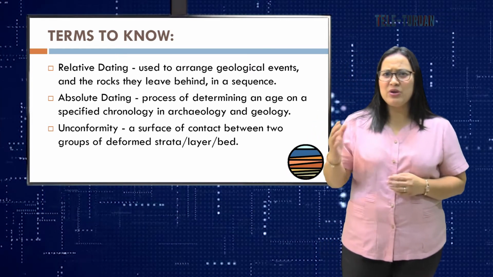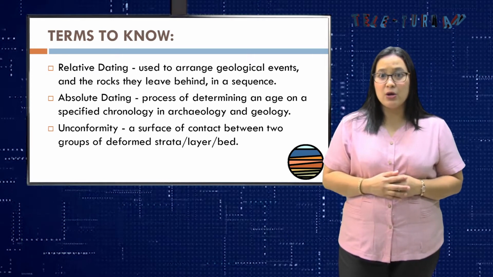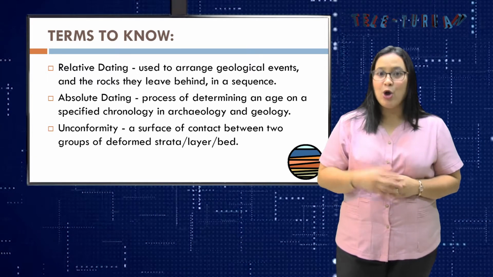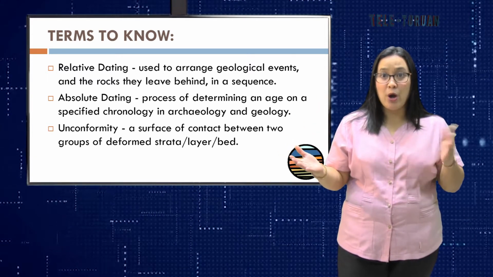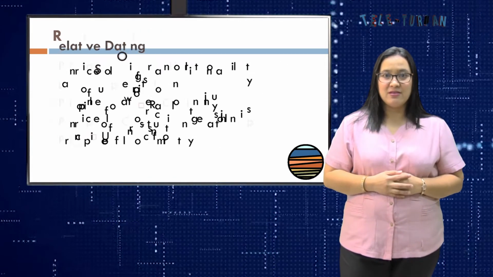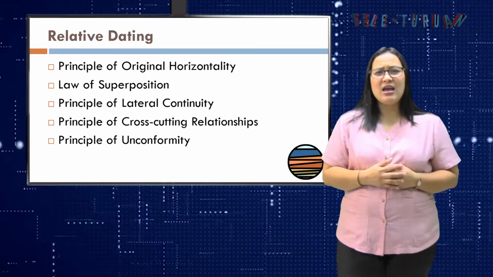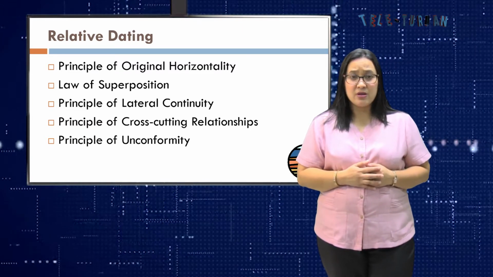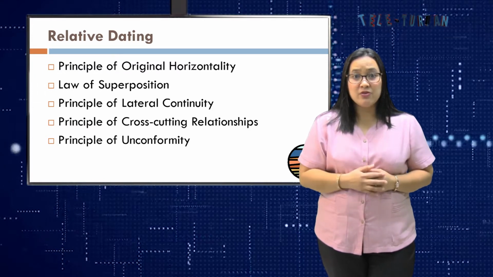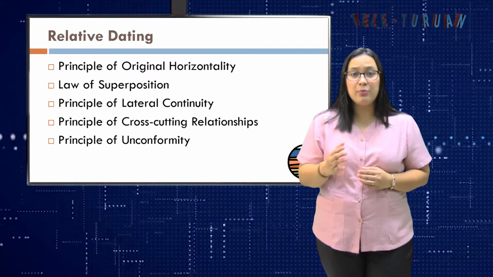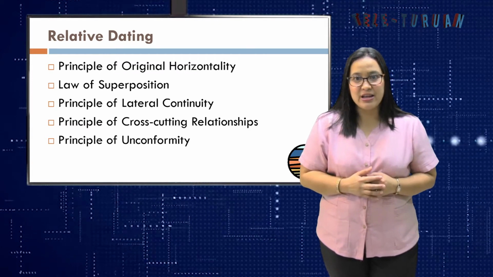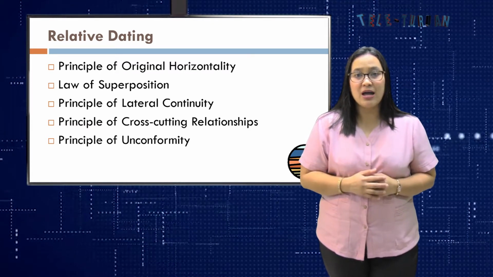Relative dating is when you give the age of a rock or fossil compared to another rock or fossil. For example, rock A is older than rock B, and an actual age in years is not determined. Relative dating applies the following principles: the principle of original horizontality, the law of superposition, principle of lateral continuity, principle of cross-cutting relationships, and principle of unconformity.